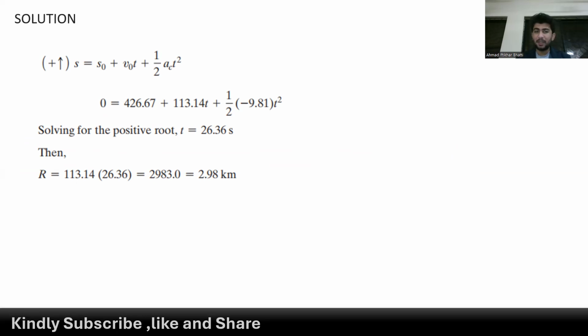That is 26.36 seconds. When we put this value in the previous equation, we get the range, that is 2.98 kilometers.